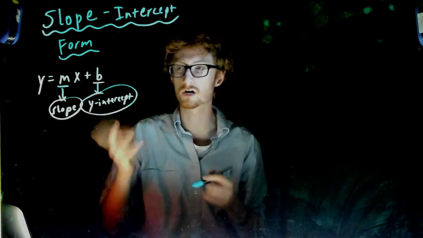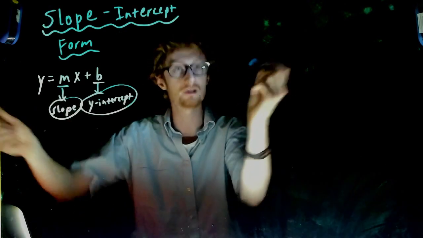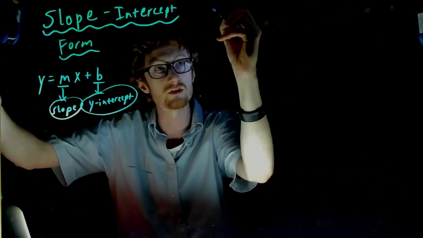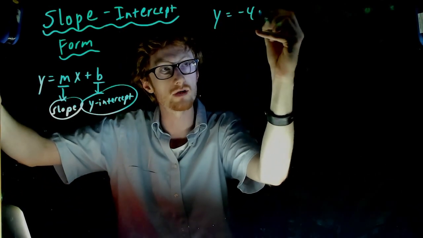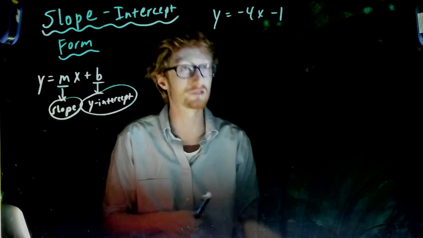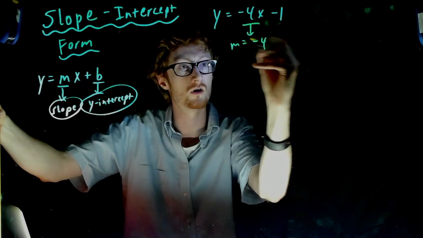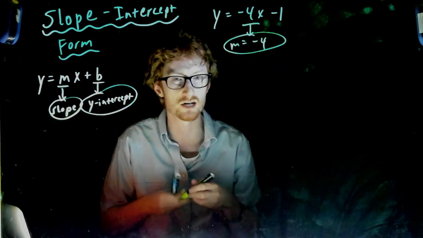Now, how do we determine the slope from a line? Well, literally, we just look at the number in front of the x, whatever that number is. So even if you have something as simple as this, y equals negative 4x minus 1, our slope is literally just the number in front of the x. So m would be negative 4, which again would mean, we'll talk about what that means later, but how to draw it.